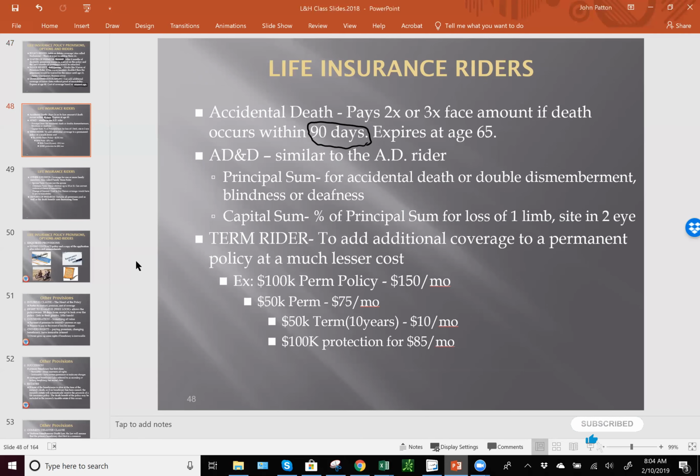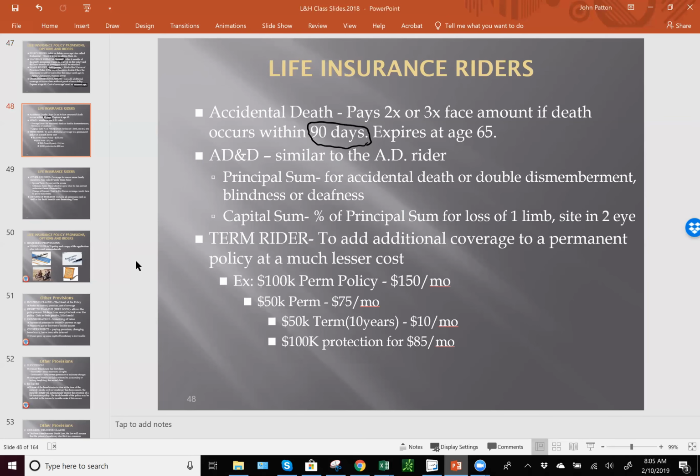If this rider is on a policy and the insured happens to die of an accidental death, let's say 5 months after the accident, then the rider would not pay because it is outside of the 90 days. It does not affect the life insurance piece. It only affects the rider.